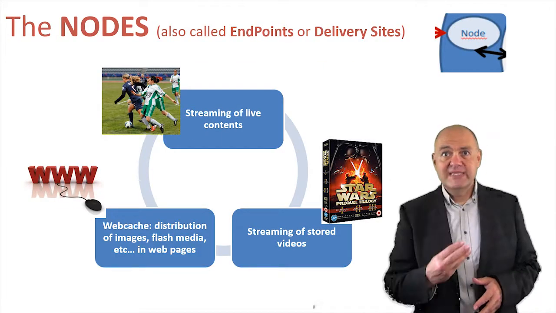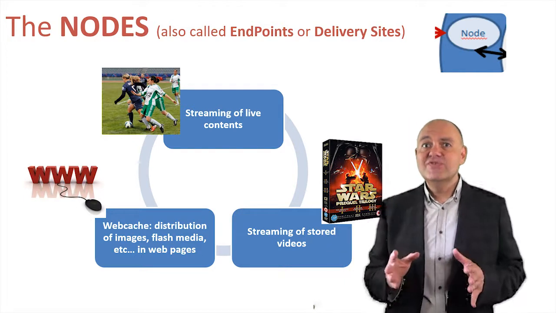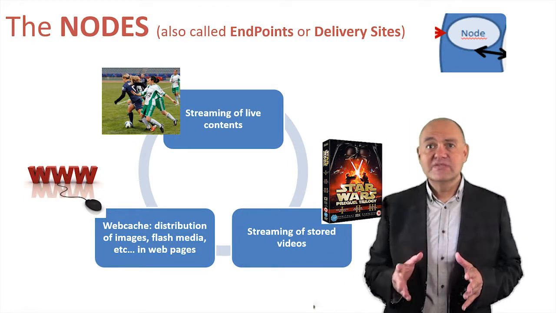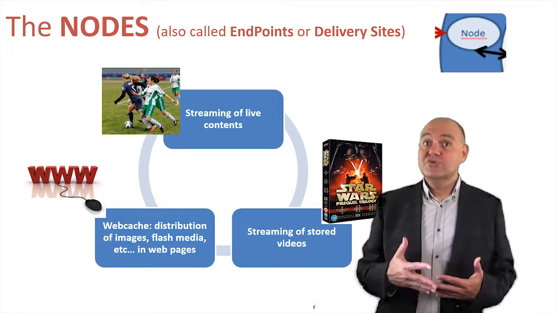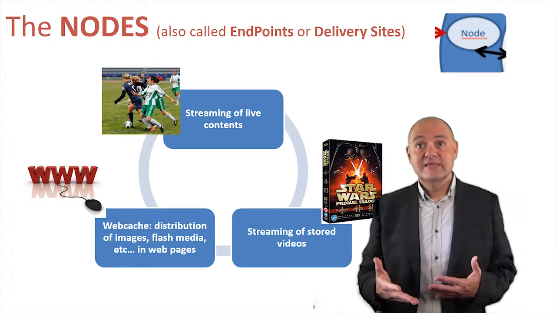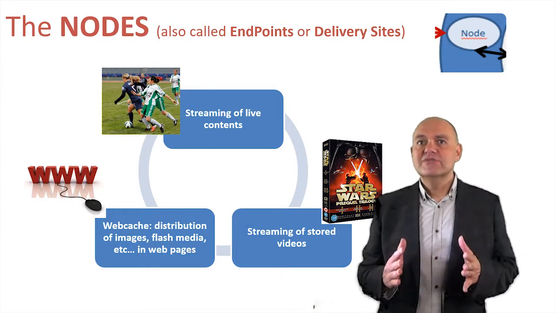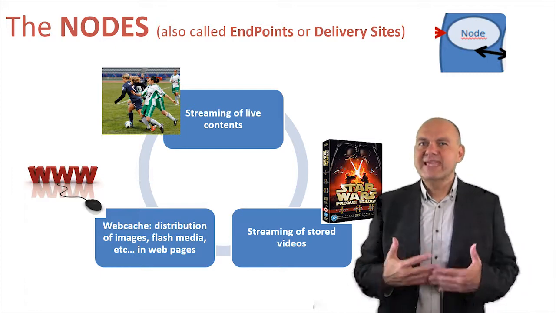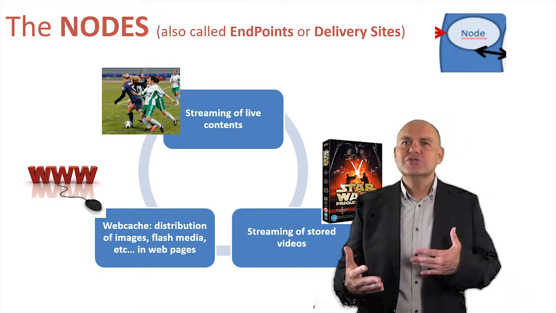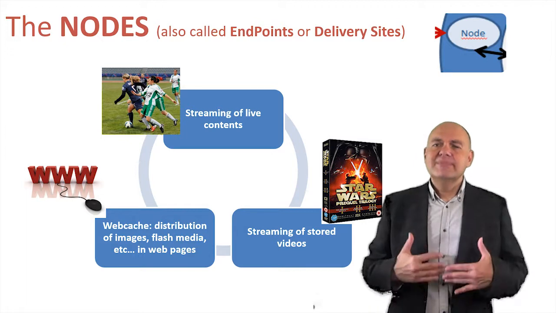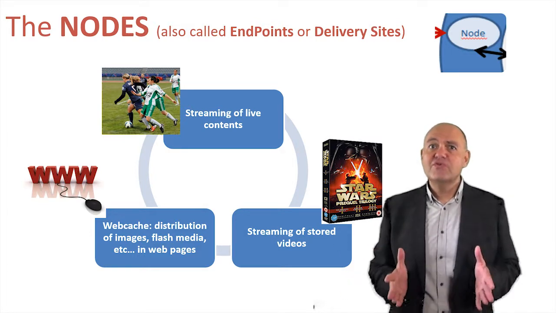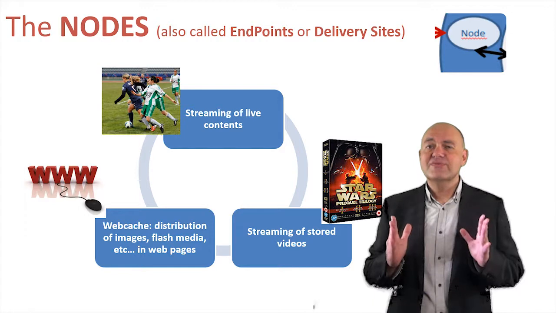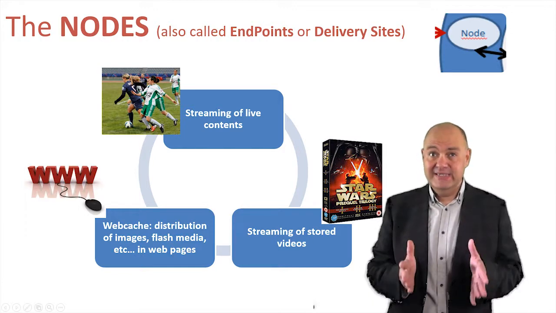There are three main types of contents that can be delivered to the user. Live contents, that is live television. Stored videos, that is video on demand, but also web pages contents that are quite heavy, like images, web pages or videos made with Flash. It can be stored in these CDN networks. For the rest of this presentation, we'll focus on the functions for the streaming video case.